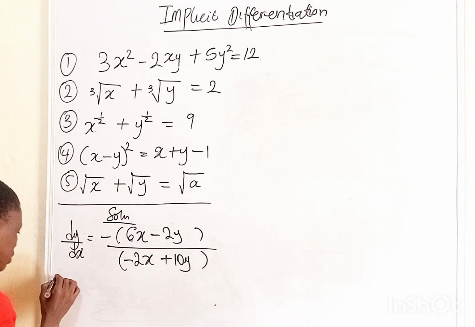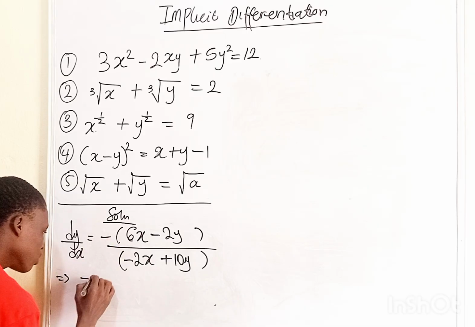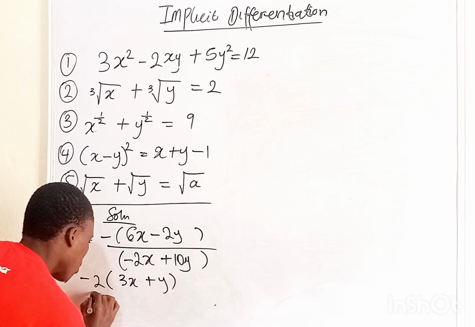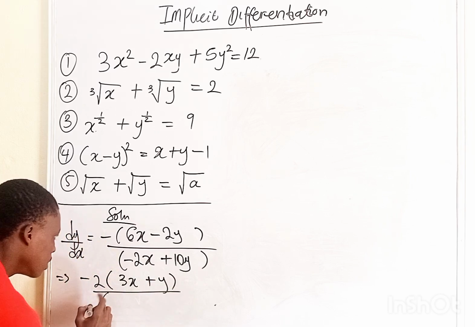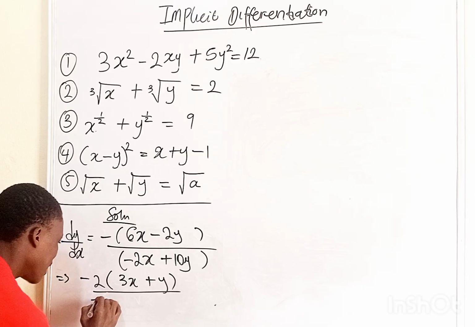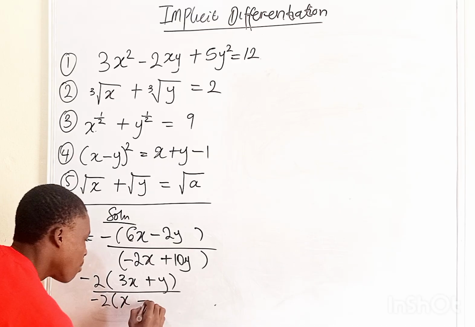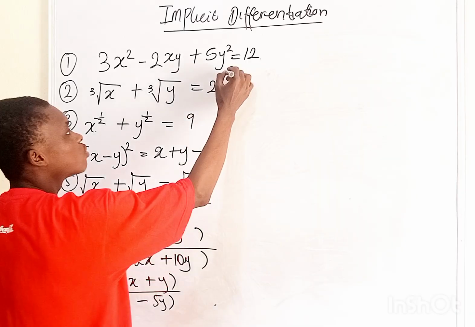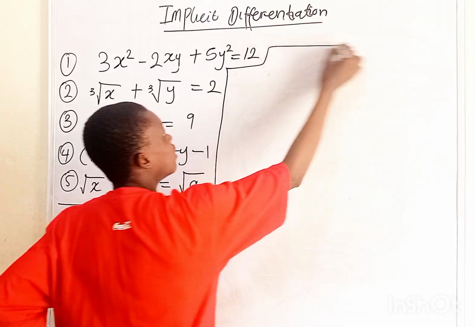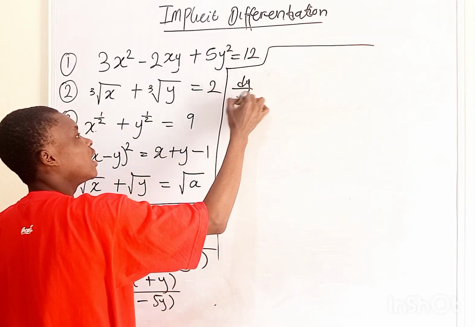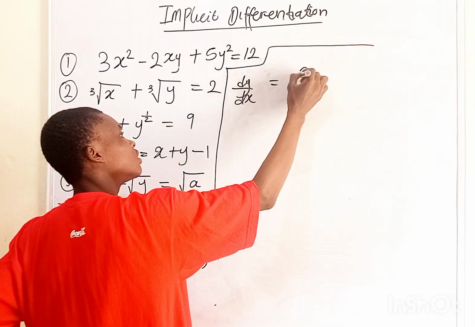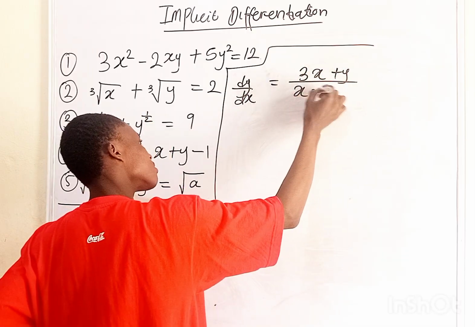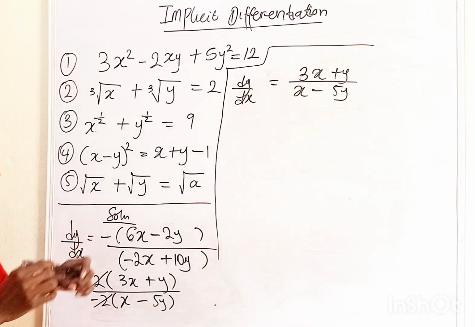All right. So to finish this up, we can factorize out 2 here, saying minus 2 into bracket 3x plus y, all divided by, we can factorize minus 2 here also, minus 2 into bracket x minus 5y, and negative 2 cancels negative 2. So our final answer is dy by dx equals 3x plus y, all divided by x minus 5y. All right, that is the trick.